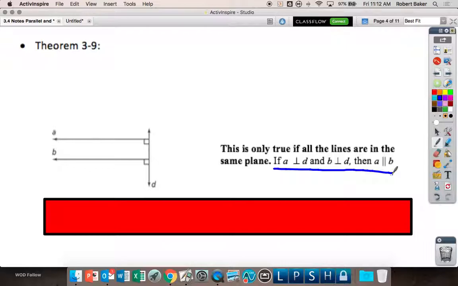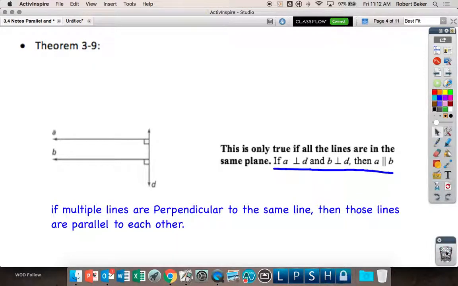Is that a duh theorem, or is that something completely new you've never heard of before? Is it kind of a duh theorem? If two lines are perpendicular to the same line, then they're parallel to each other. So in the regular class, I offer the Baker speak. I said if multiple lines are perpendicular to the same line, then those lines are parallel to each other. You don't have to write that one down. That's just for me to kind of clear it up a little bit.